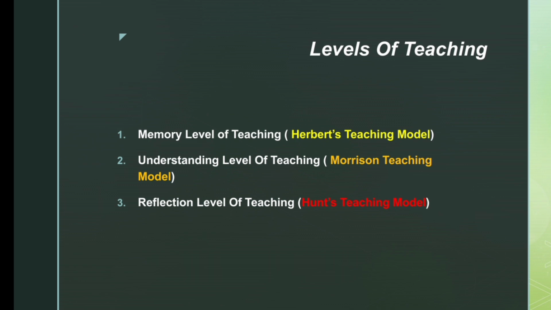Conclusion. These 3 levels represent a progressive journey in teaching learning, from simple recall to complex reasoning. Start from memory, build through understanding, aim to reach reflection. The ultimate aim of teaching is to develop learners' critical thinking, problem-solving ability, and overall personality.